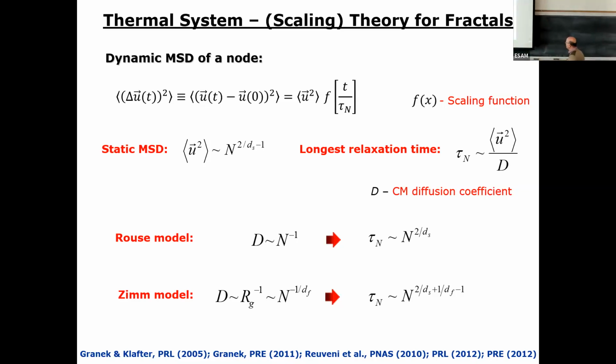And for the Z model, it should be like 1 over R_G, the gyration radius, because that's what you know from polymers. It's moving together. All the beads are kind of moving together, and you feel only the gyration radius, and you know how this scales. And if you know how this scales, you know how this tau_n scales from here.